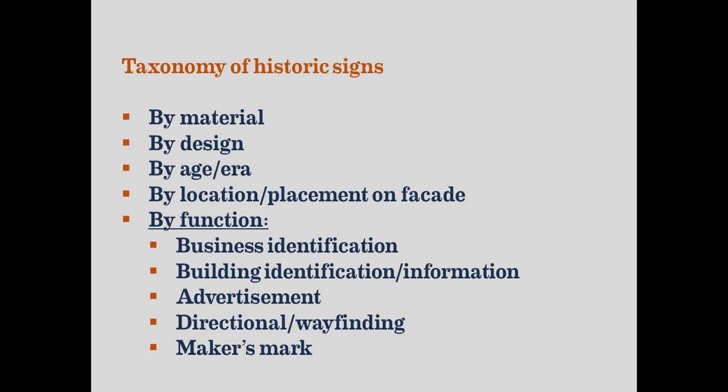So we will talk about business identification, building identification, and there's a certain or lots of overlap between the first two categories. We'll talk about advertisements, mention directional and finding signage, and then finish with manufacturer's marks.